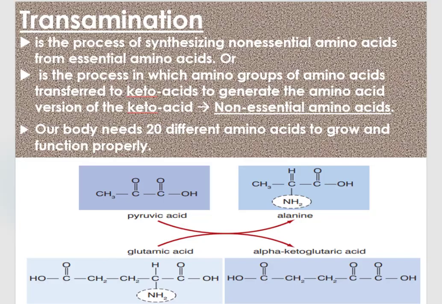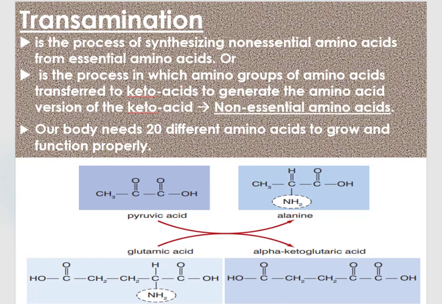The second main source of amino acids for our protein is transamination. Transamination is the process of synthesizing non-essential or necessary amino acids from essential amino acids, or transamination is the process in which amino groups of amino acids are transferred to keto acids to generate the amino acid version of the keto acid, what we call non-essential or necessary amino acids.